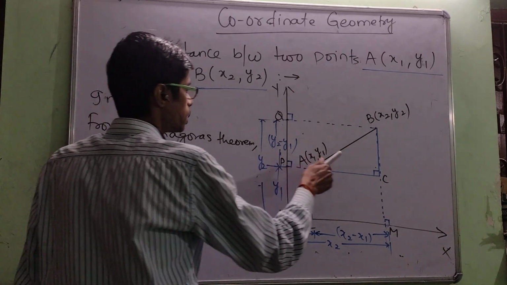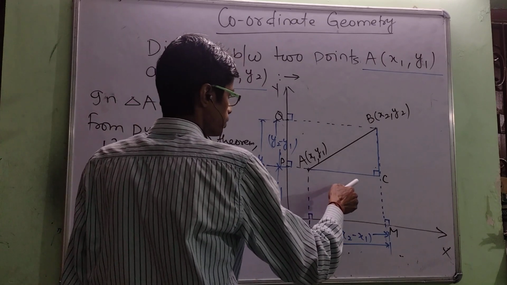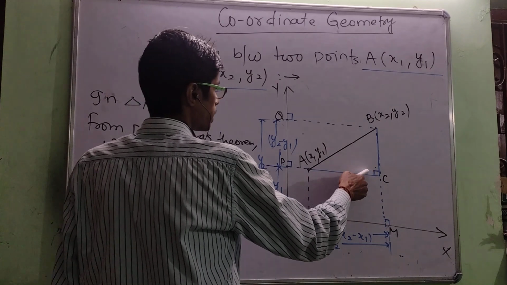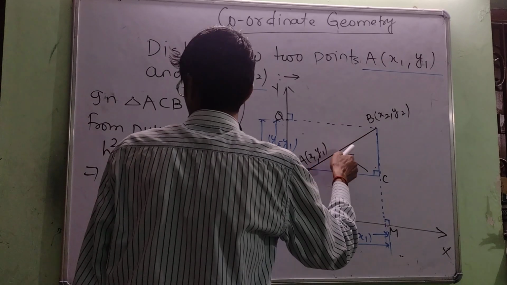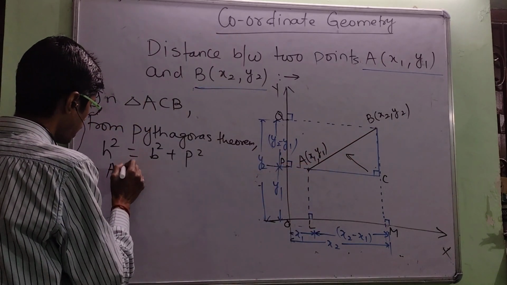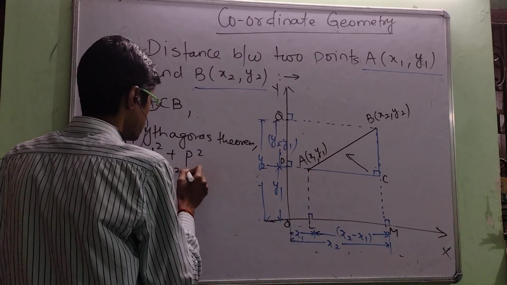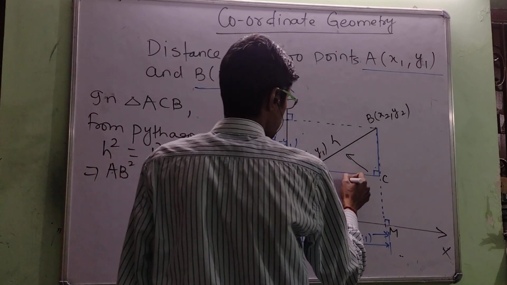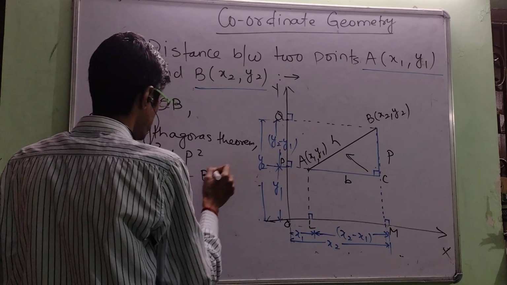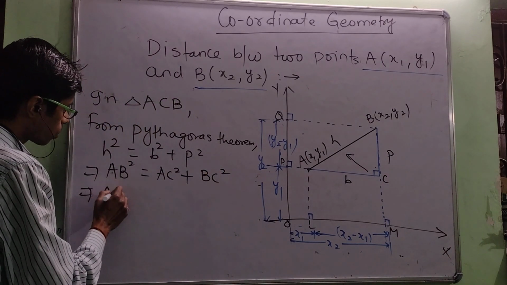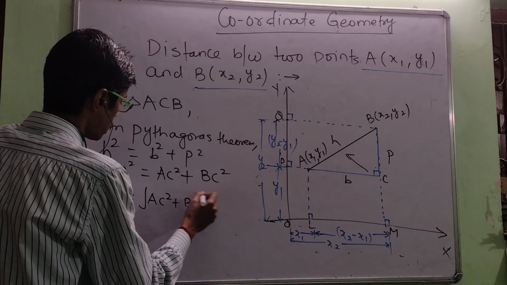Here the hypotenuse is the longest side of the right angle triangle and the side in front of the 90 degree. So the side in front of 90 degree, that is AB, that is the hypotenuse, will be AB square, and the base, that is AC square, and the perpendicular, plus perpendicular square, that will be BC square. So we can calculate the distance AB, that will be under root AC square plus BC square.